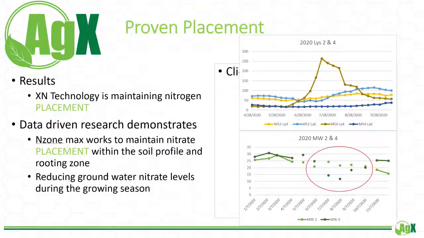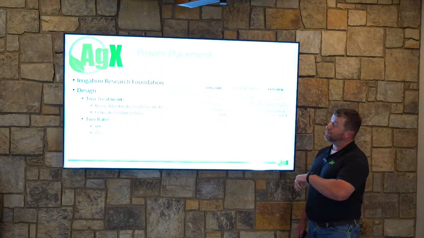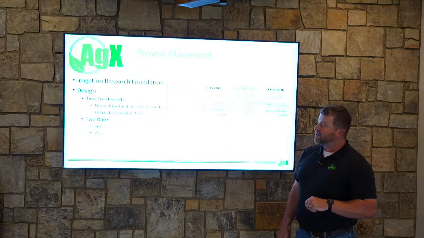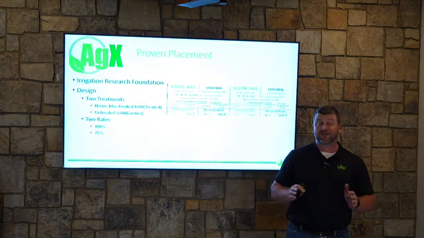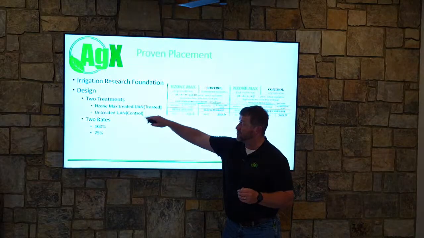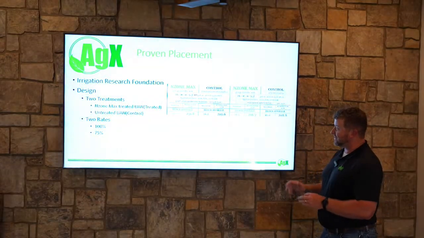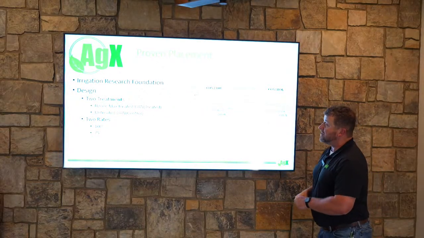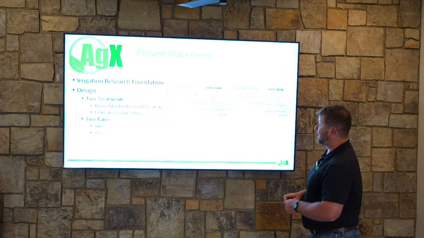So 1 study over 3 years is great, but 2 studies over the same type of time frame is phenomenal. And that's what we find with our second study. Our second study was done at the Irrigation Research Foundation. You remember this was out in Yuma, Colorado. What we found is that we looked at 2 different treatments, again using N-Zone Max. This is a really nice chart that we're going to come back to. So let's take a look at what it looks like. We set up the experiment utilizing 2 different rates of UAN.